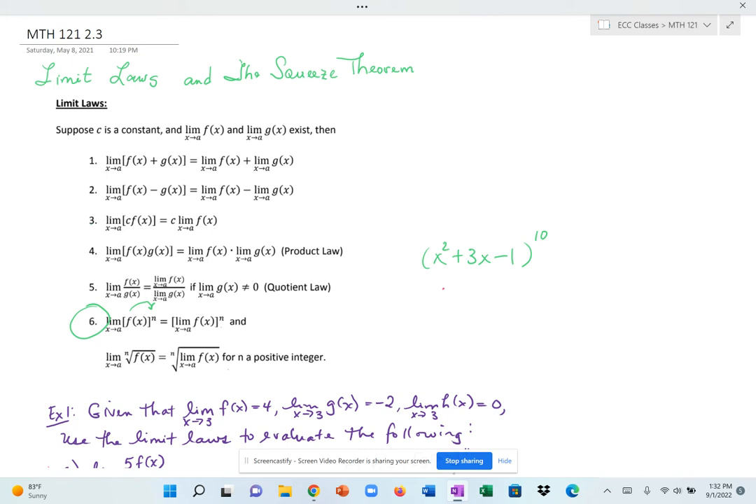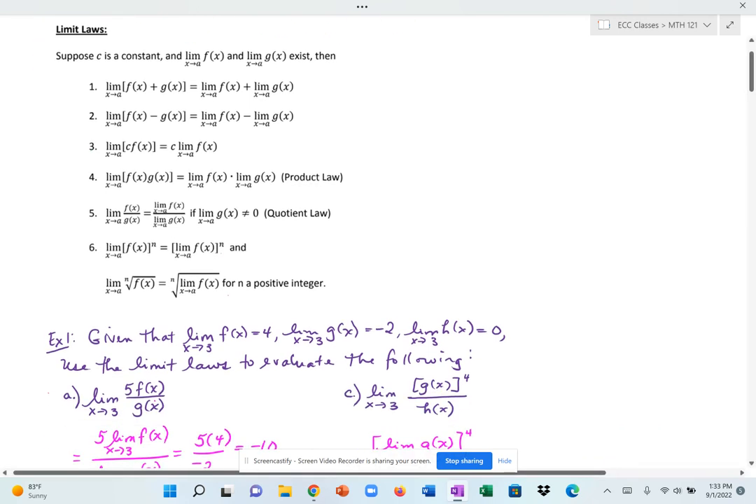So the right side says, well, you could take the limit of f of x, the inside part, and then whatever that number is, raise it to the 10th power. So the left side is a lot of algebra. The right side is pretty much just a numerical computation for the most part. And the second part is really similar. This says that you would have to take the nth root of f of x and then evaluate the limit. But on the right side, I would evaluate the limit of f of x, which gives me a number because the limit exists, and then take the nth root of that number. And n must be a positive integer.